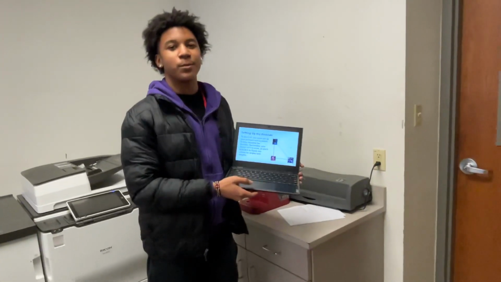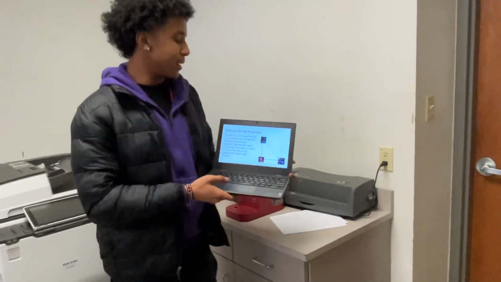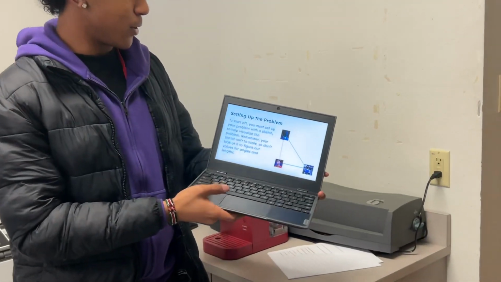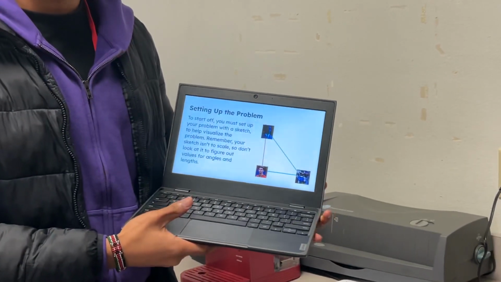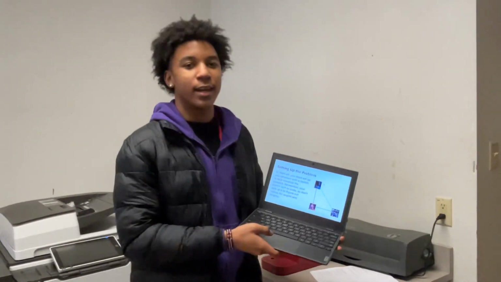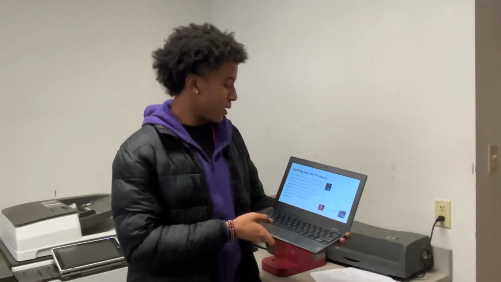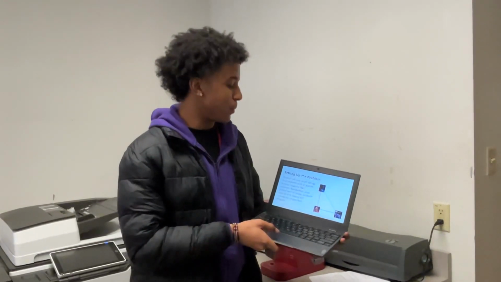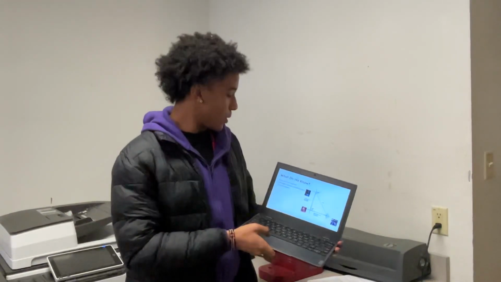So the first step you should do for trying to solve a problem like this is to set up the problem. So you can set up your problem by doing a sketch, and it could look something like this. And when you do a sketch, it isn't going to be to scale, so keep that in mind throughout the problem. So what do we know?